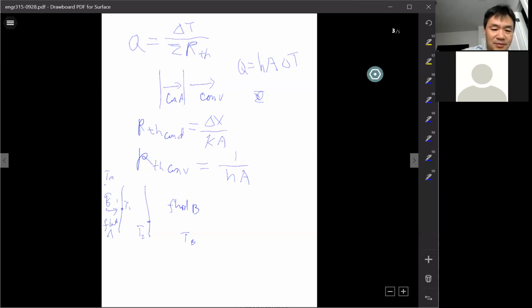As the book shows, the temperature drops, you draw the curve like this, dropping from T1 to T2, then continuing to drop from T2 to T_B. Seems like the highest temperature is in fluid A; on the other side of the solid is cold fluid B. So for this problem, you can simply draw a circuit.